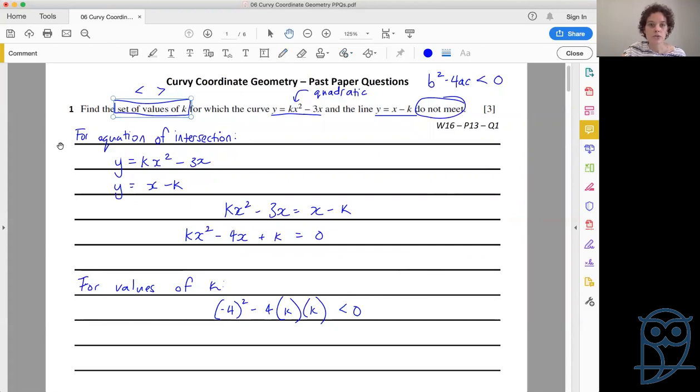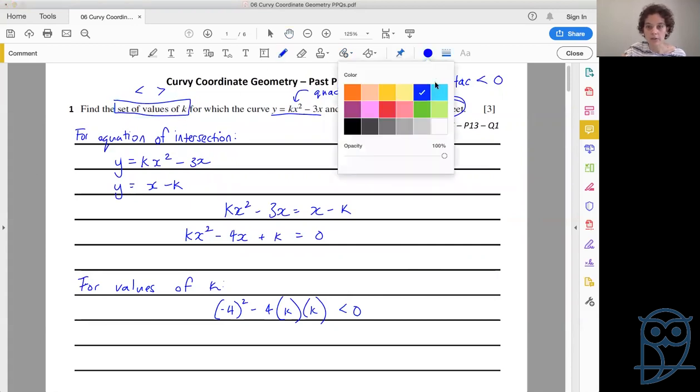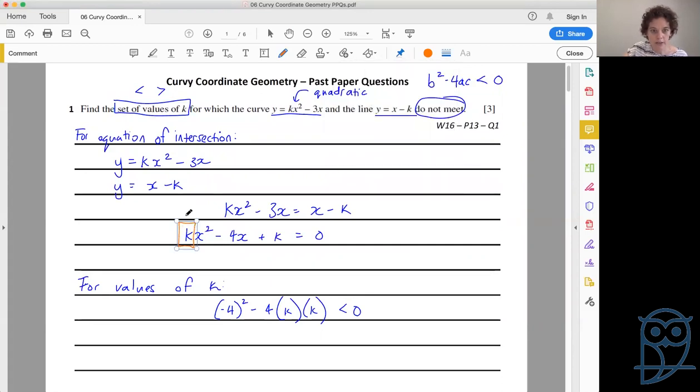For those of you who are not quite so happy with quadratics at this stage: the coefficient of x squared is your a, the coefficient of your x term is your b, and your whole constant term is your c. Carrying on. Minus 4 times minus 4 is 16. Remember that minus 4 is inside the brackets, so be careful of your signs. Minus 4k squared is less than 0.